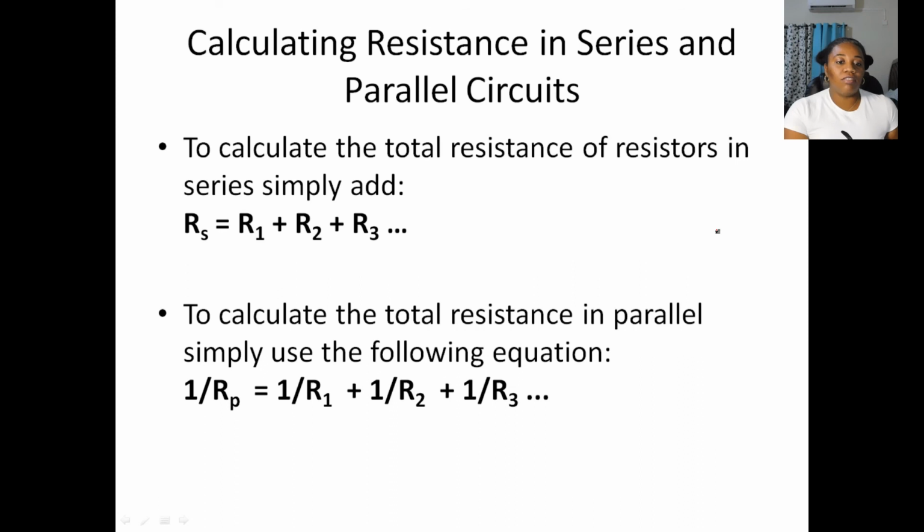Calculating resistance in series and parallel circuits. To calculate the total resistance of resistors in a series circuit, all you have to do is add them together. To calculate the resistance in parallel circuits, you have to find the reciprocal of them. So basically, you're going to put 1 over it. So 1 over total parallel resistance equals 1 over R1 plus 1 over R2 plus 1 over R3. Okay, so you just have to follow that, and when we get questions on it, we can work on it together.